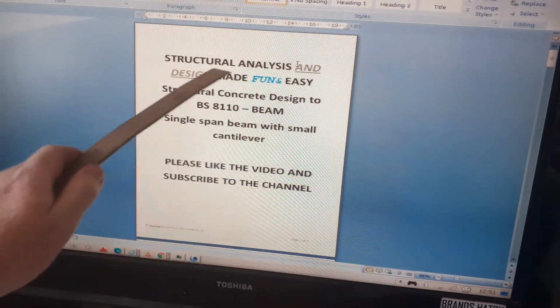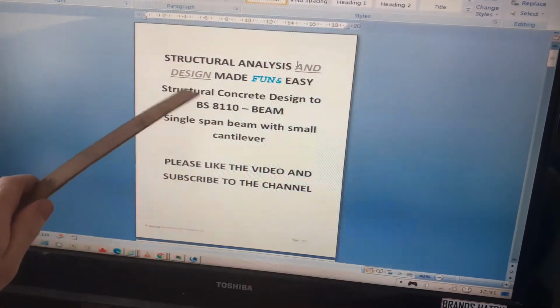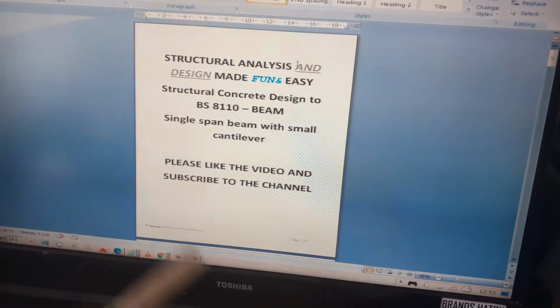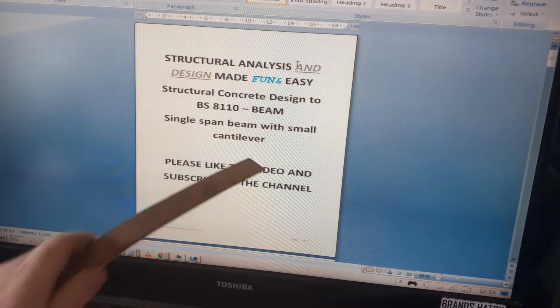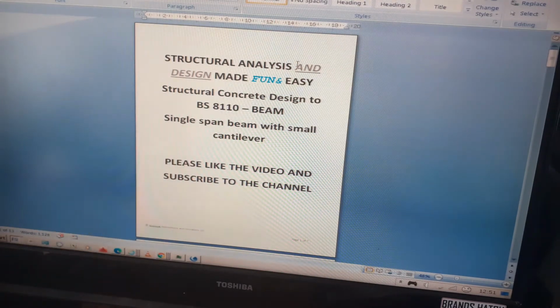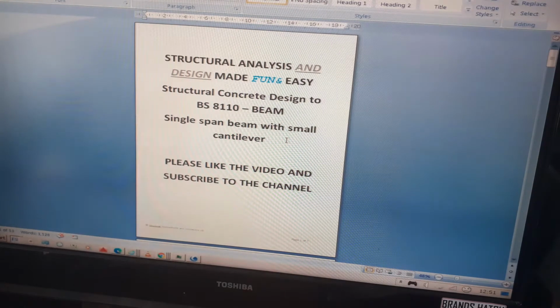Today we're looking at structural analysis and design made fun and easy. We're looking at structural concrete design to BS 8110. That's a UK standard. So we just have a simple beam. It's a single span with a small cantilever. We're going to work through finding the forces on the beam due to uniformly distributed load, and then finding the moments, and I'll show you the solutions and the question at the same time.